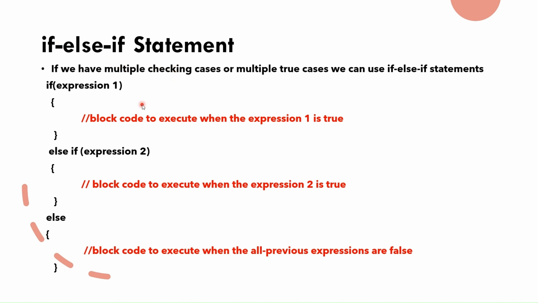If else if statement. If we have multiple checking cases or multiple true cases, we can use if else if statements. If expression 1 is true, then it will execute the first block of code. If it is false, it will ignore it and go to else if. Then it will check the expression. If it's true, it will execute the block of code. If it's false, it will again ignore it. Then we'll come to else statement. Any of the expressions here that is true, then the code will ignore the rest.